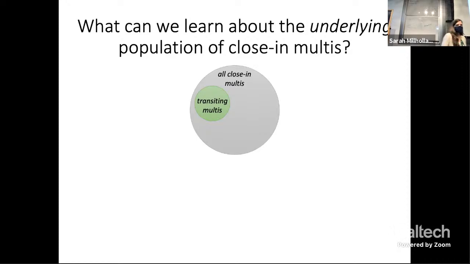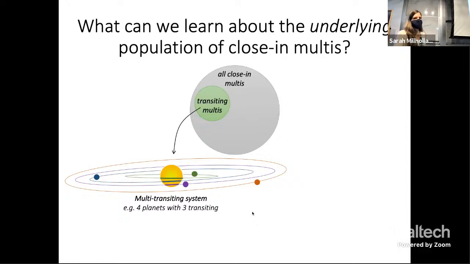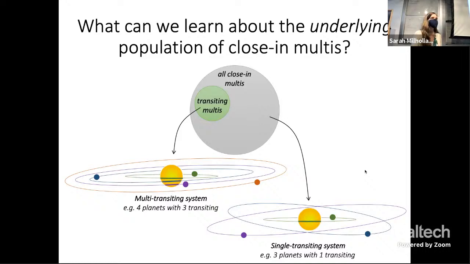And so, for instance, an example of a multi-transiting system might inherently have four planets in the system, but maybe only three of them are transiting. An example of a system outside of this group might inherently have three planets in the system, but where only one of those planets is transiting. So what can we learn about the underlying distribution of these close-in multi-planet systems?